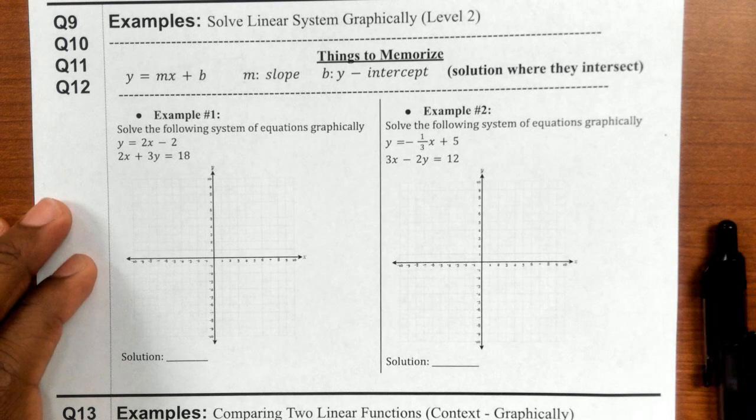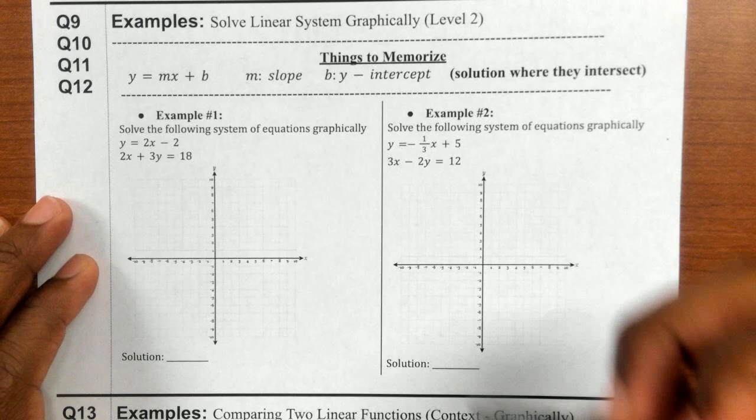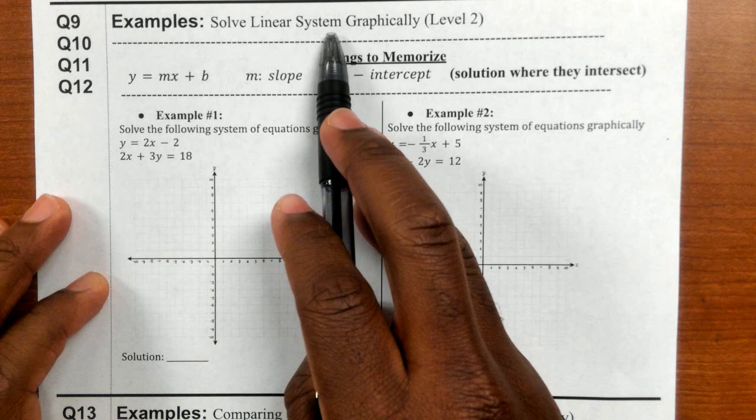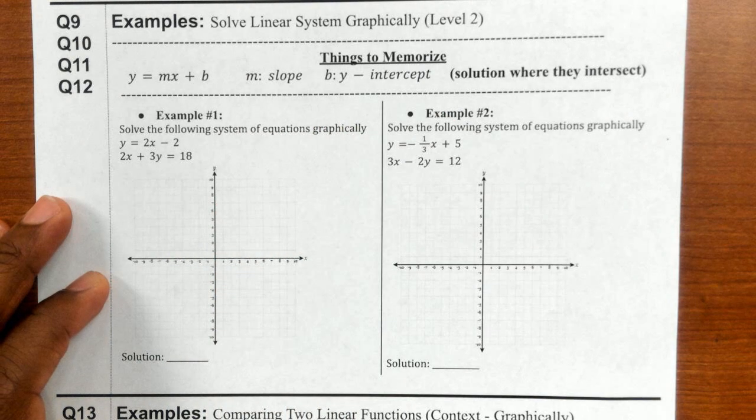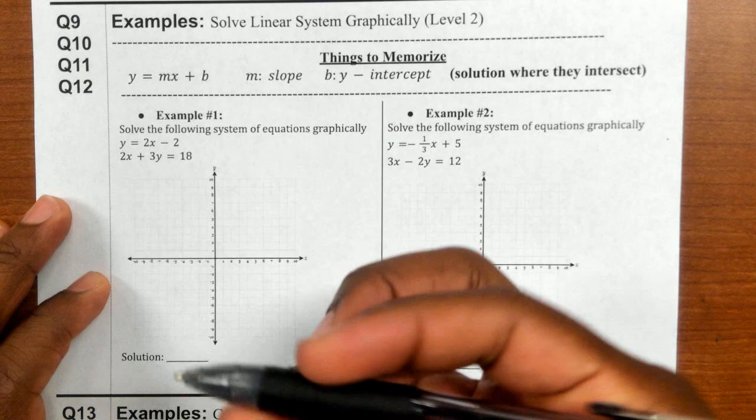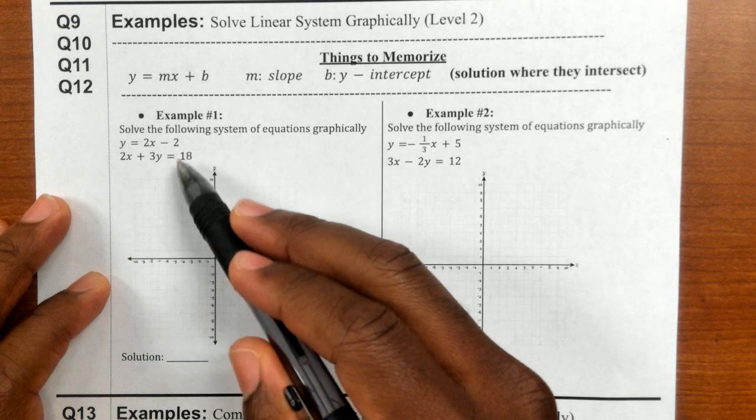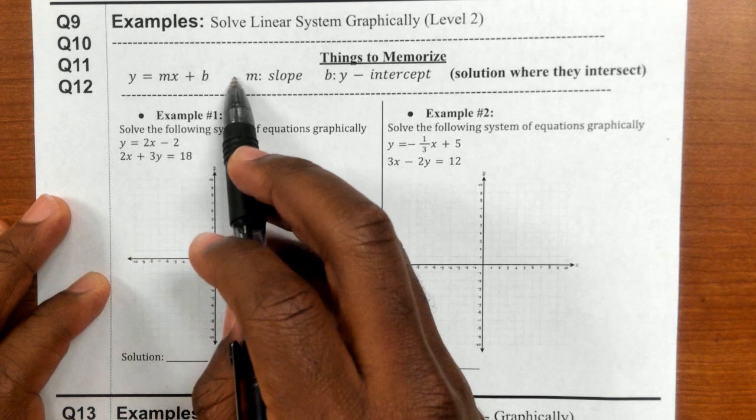Question number 9, 10, 11, and 12. All right. So this question wants us to solve the linear system graphically. Okay. So when you're solving a linear system, you need to make sure that both your equations are in the form y equal mx plus b.